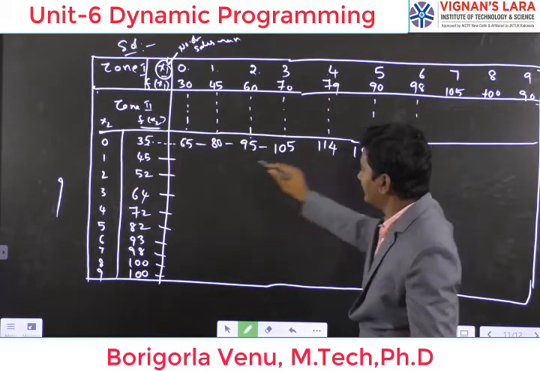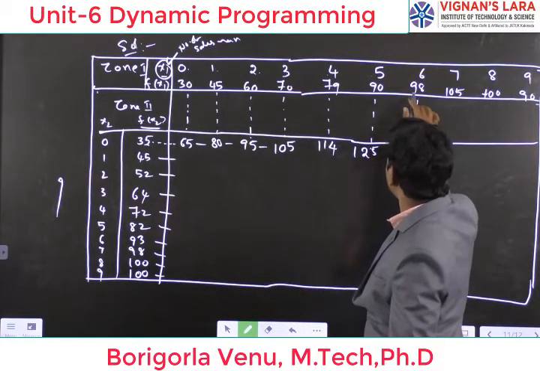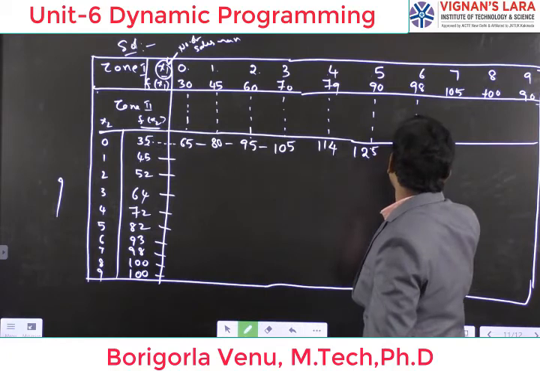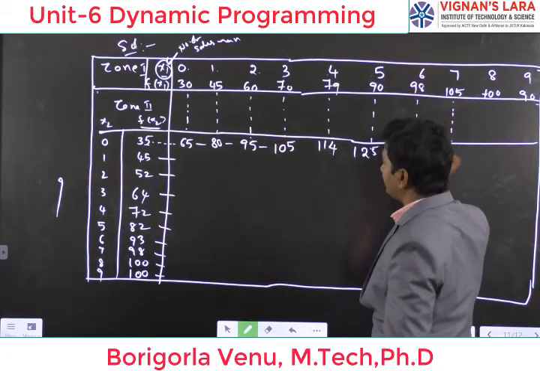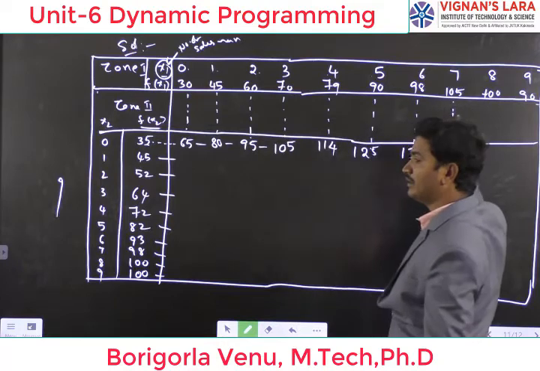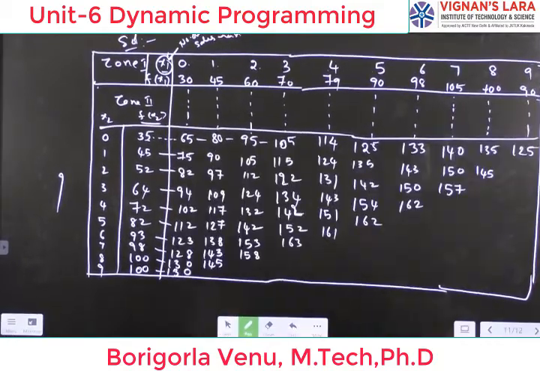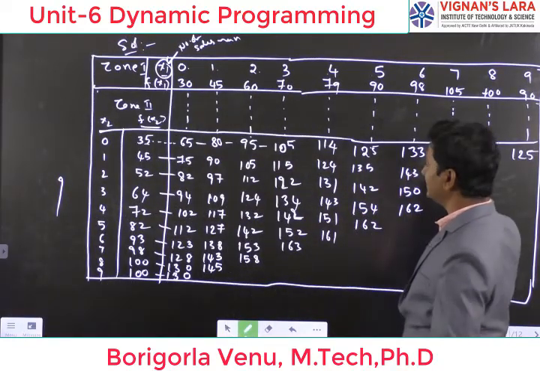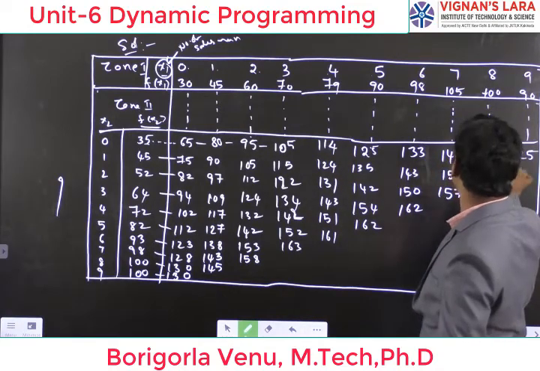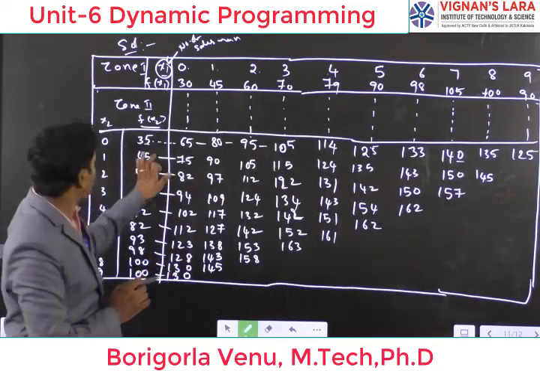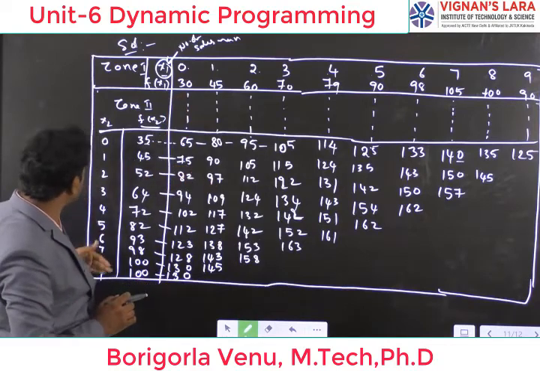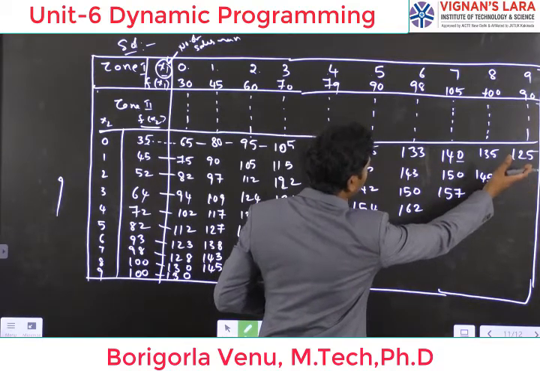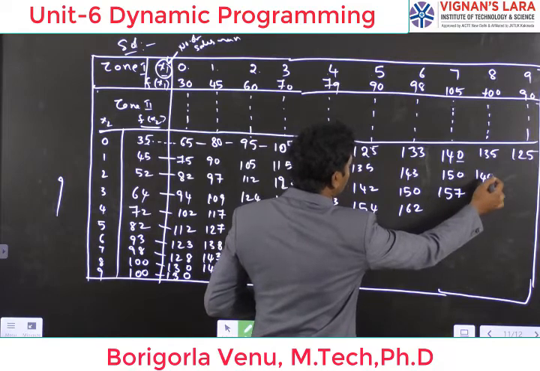Next, 98 plus 35 is 133, and 35 plus 105 is 140. After this we are going to calculate 105 plus 35, 140, then 135, 125. Similarly, we are going to take 45 plus 30, 75. Like that, each salesman we are going to calculate. Here each row we are going to remove, and we leave one column on the station because it is already over.